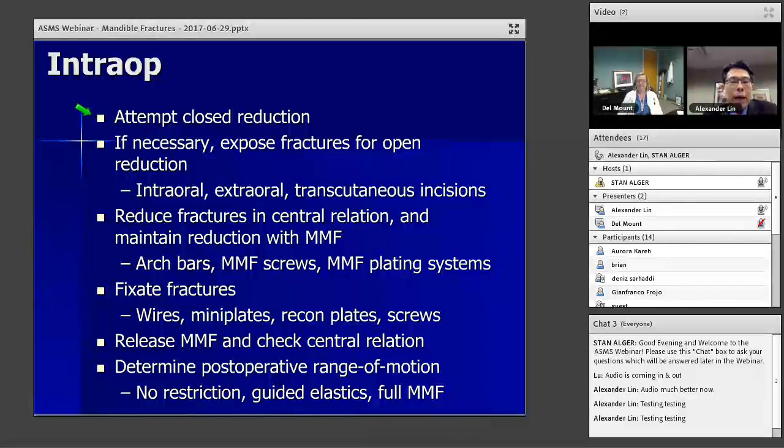So I think a reasonable algorithm is to first attempt a closed reduction. And you try to get that as best as you can. If you've got it, you're done. You don't have to do anything else. But probably you won't be able to get that done, and then you'll have to expose the fractures for open reduction.